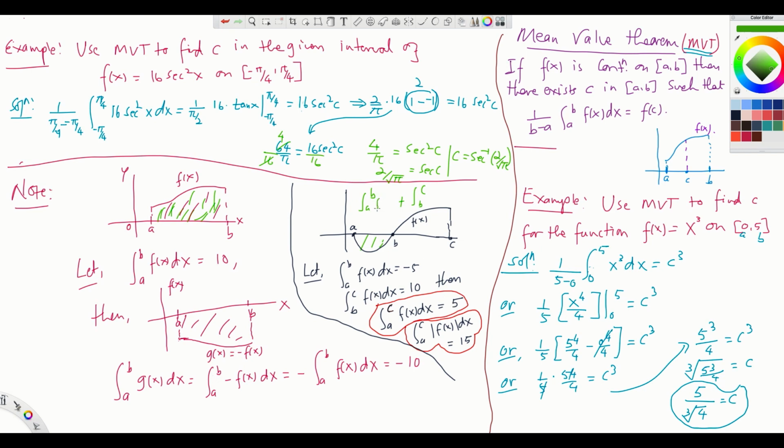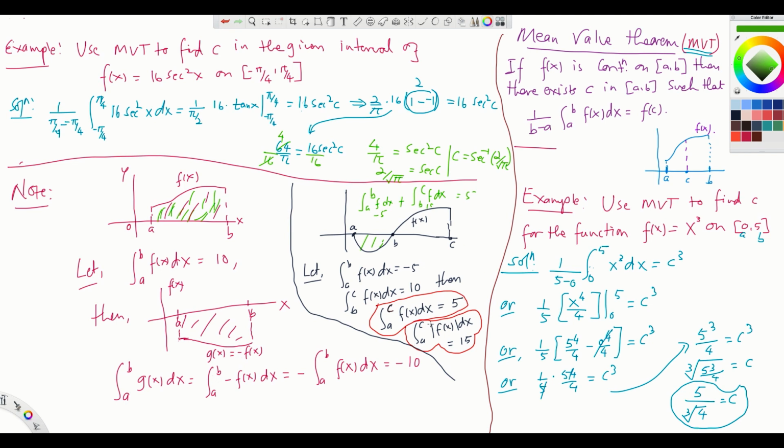This is like f dx and then f dx. Some part of f is below the x-axis and some part of f is above the x-axis. That's why if you want to find the total integral of f of x between a and c, you break it, separate what is below the x-axis and what is above the x-axis, and then you add them. So this is negative 5 and this is positive 10. If you add that, you will get positive 5. This is how you get that.